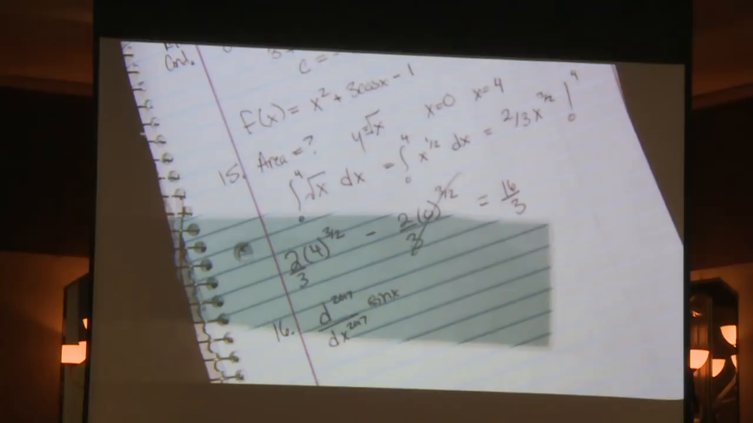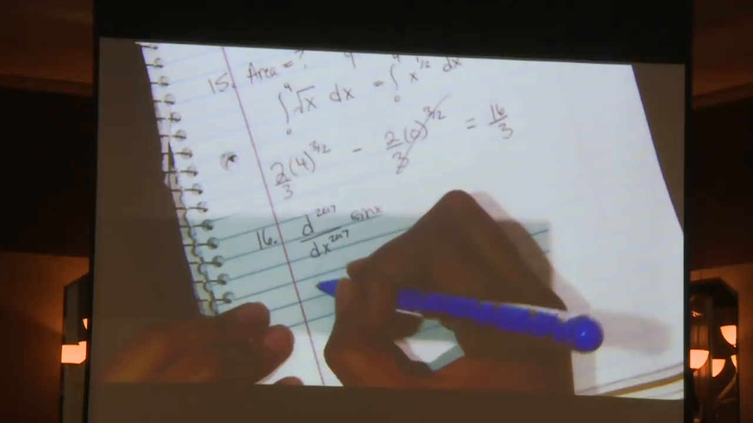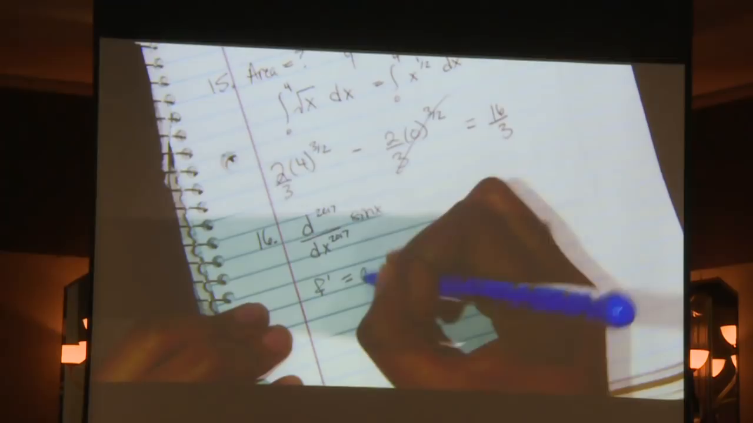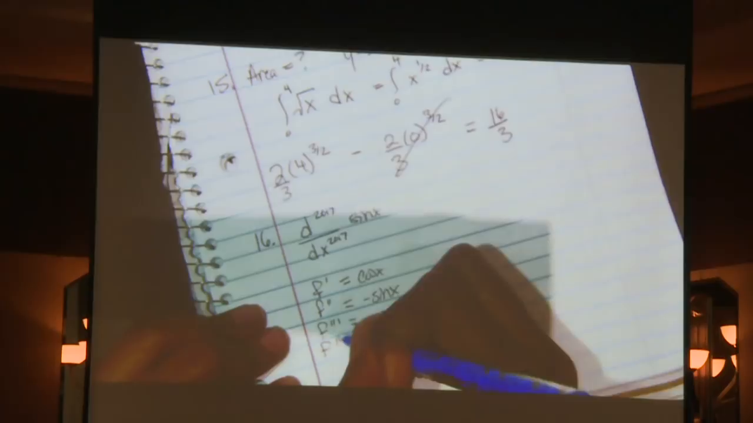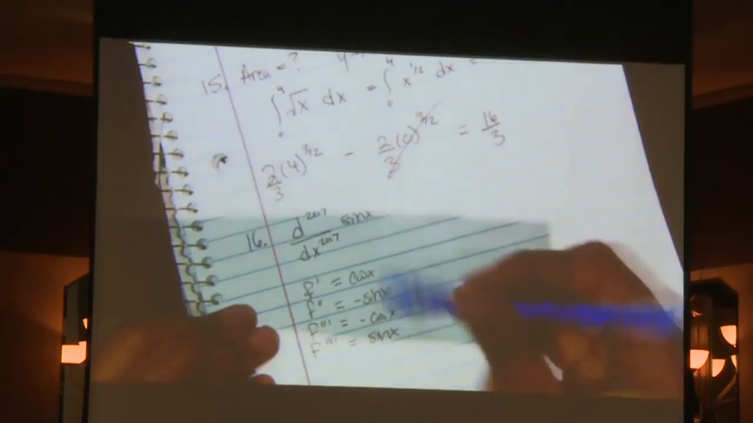So for the first derivative, we know the first derivative of sine of x is cosine of x. We know our second derivative is negative sine of x. We know our third derivative is negative cosine of x. And we know our fourth derivative is sine of x. So then that just keeps going. So that means the fifth derivative is cosine. The sixth derivative is negative sine, and so on.